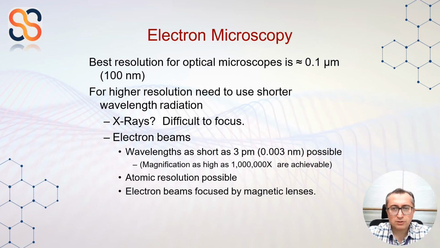In electron microscopes, electron beams are focused using magnetic lenses instead of the glass lenses used in optical microscopes. This focusing method allows for the precision required to achieve high magnifications and resolutions.